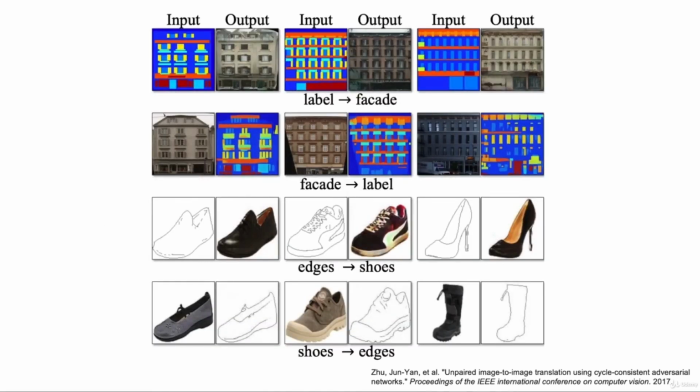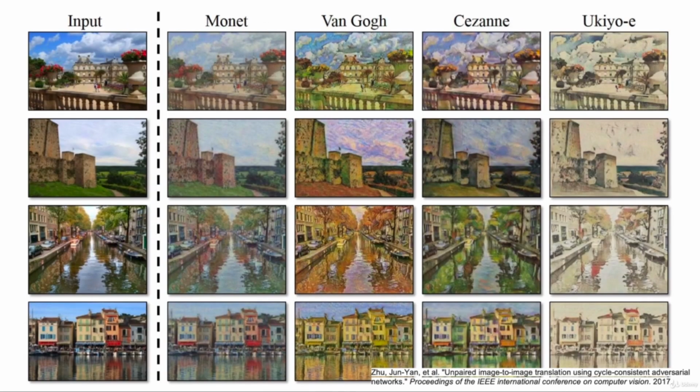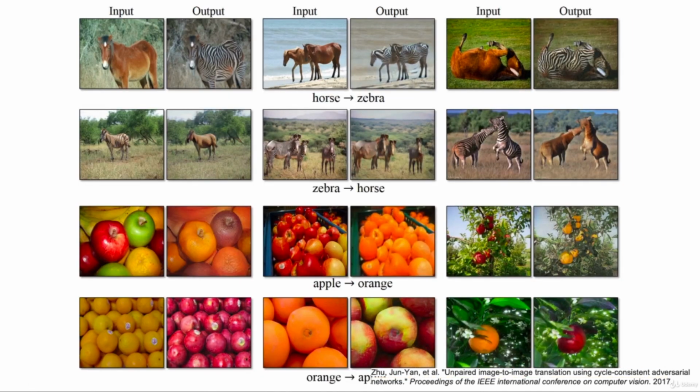Now let's look at some examples from the CycleGAN paper. Here on the top you can see the transition of a facade to its labels and back. On the bottom, sketches are transformed to realistic looking shoes. The model is able to transform paintings to photos and photos to paintings, horses to zebras, zebras to horses, and even oranges to apples and back.